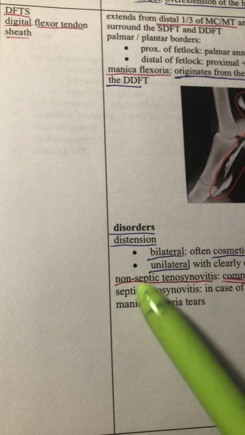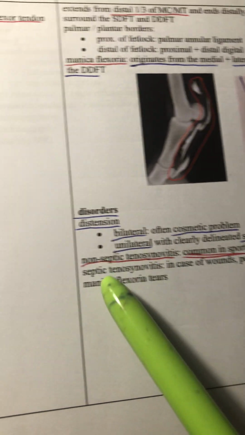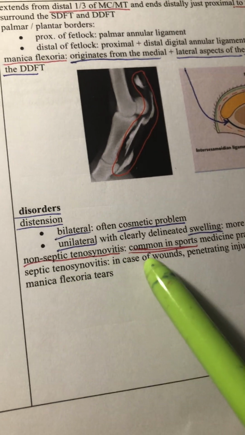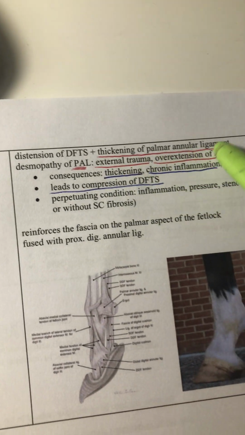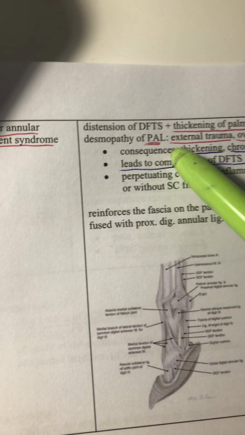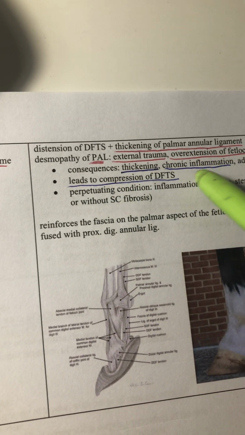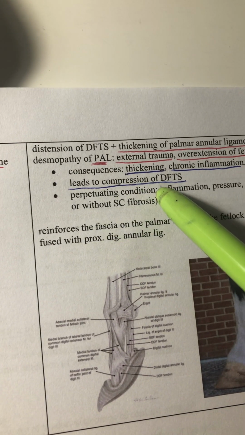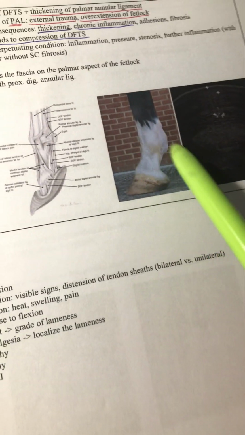And the disorders are, it can be bilateral when it's a cosmetic problem, unilateral causes swelling. Non-septic tenosynovitis is common in sport horses, and it just makes a big swelling at the back. And the palmar annular ligament. So it can have a syndrome. This is a thickening of the palmar annular ligament, and it's from external trauma, overextension of the fetlock. It causes thickening or chronic inflammation and leads to compression of the deep flexor tendon sheath. And seen here, it's very thick.